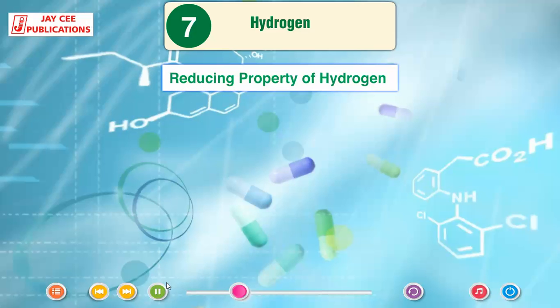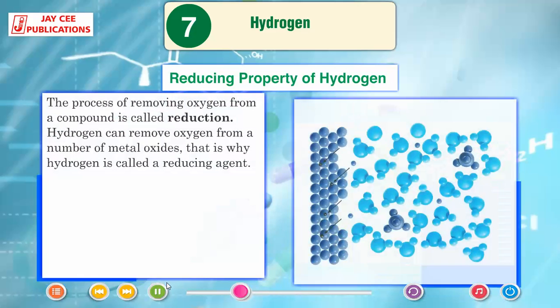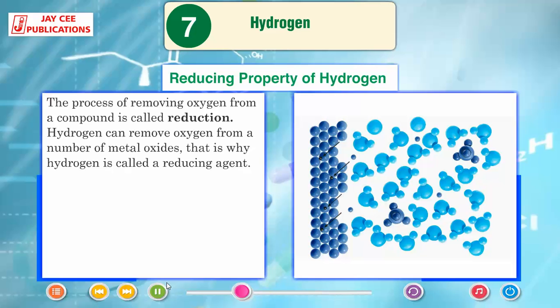Reducing property of hydrogen. The process of removing oxygen from a compound is called reduction. Hydrogen can remove oxygen from a number of metal oxides. That is why hydrogen is called a reducing agent.